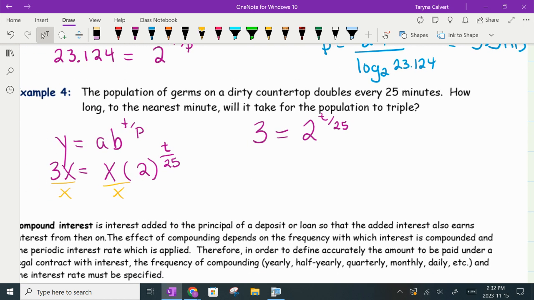And then from here again, you could use y1, y2, find the point of intersection if you chose to. I'm just going to change to log form. So log base answer equals the exponent. So this one's actually kind of nice.